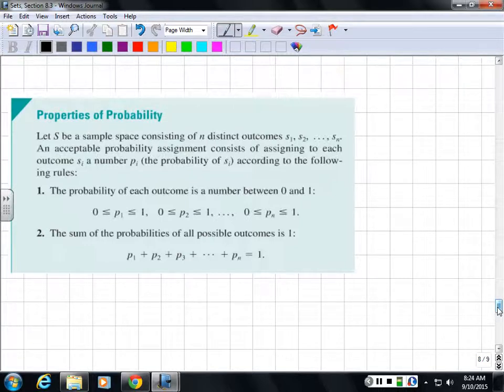Okay, so let's talk about properties of probability. We're going to let S be a sample space consisting of n distinct outcomes. In the case of the die, how many distinct outcomes are there? There are 6, okay? We're going to label them as S sub 1, S sub 2, S sub 3, S sub 4, all the way up to S sub n, where n is the number of possibilities. Okay, so n is the number of possibilities.